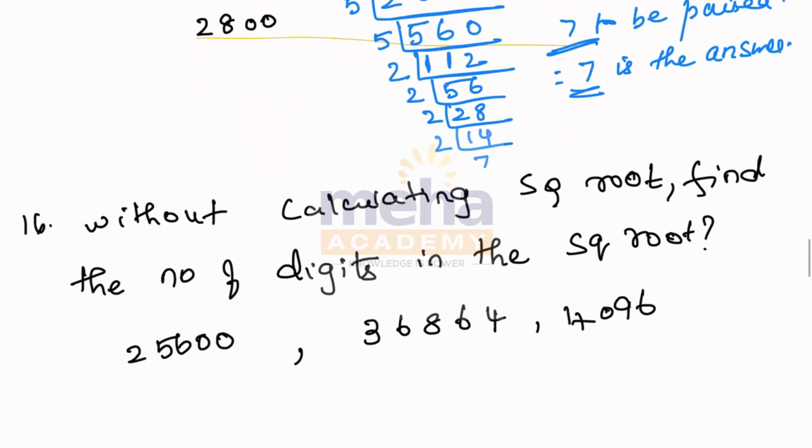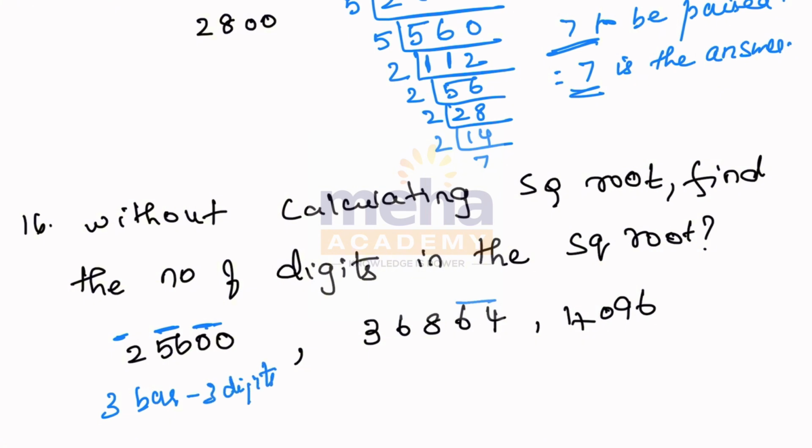Next, without calculating the square root, find the number of digits in the square root. So here, how do we solve this? If you want to do the square root by long division, I pair it up. For pairing, I will pair it with two digits. So this is how I pair. You have to see how many bars are there. So here 3 bars. So the square root will have 3 digits.